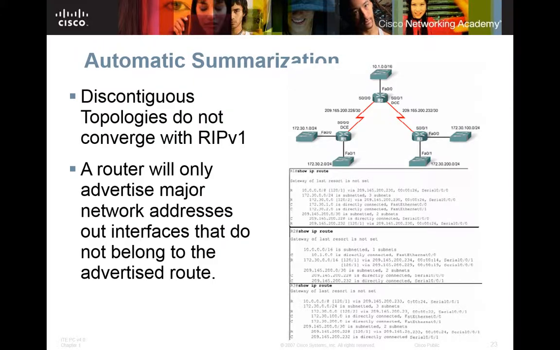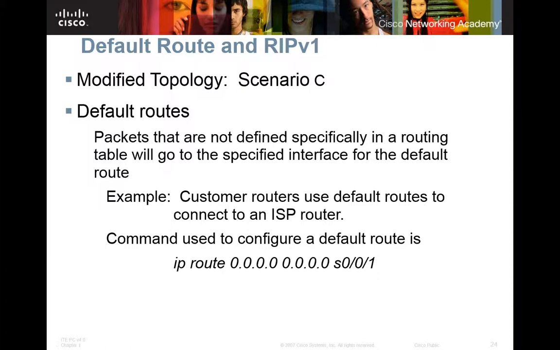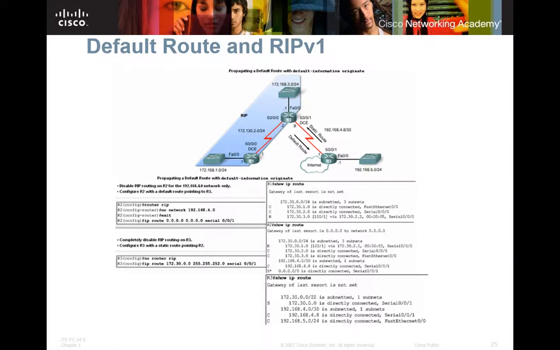So, it's only going to advertise the major network LANs. Okay, here's your default route. Remember 0.0.0.0 at the serial port, right? Y'all remember those default routes? What is a default route? What's the default route? Can anyone tell me?